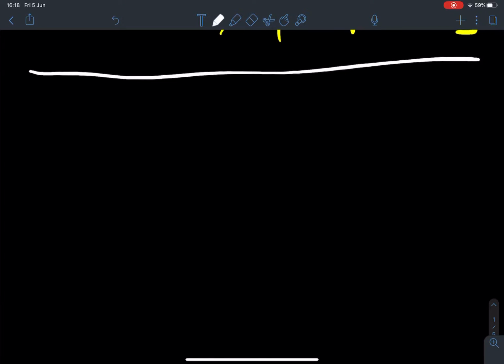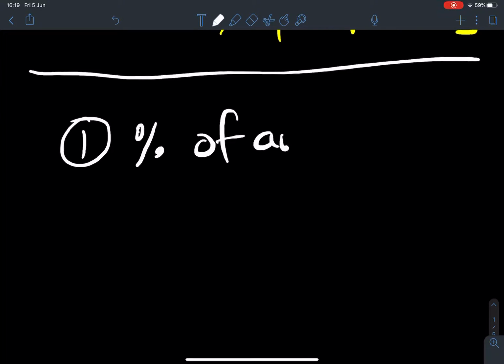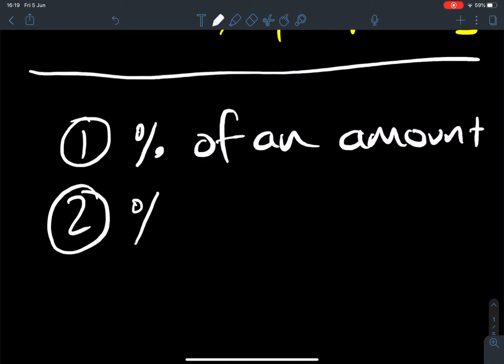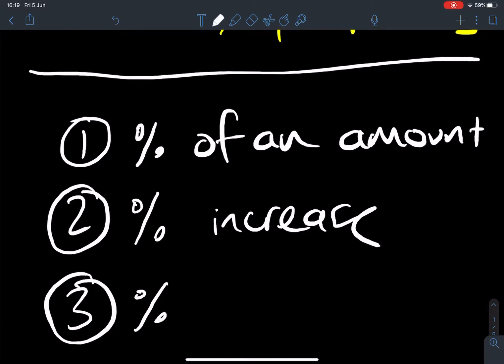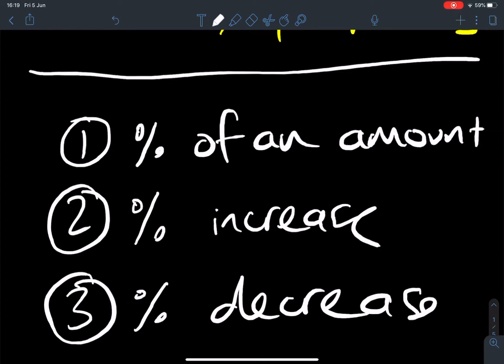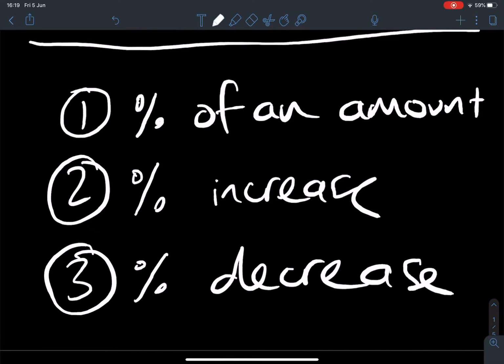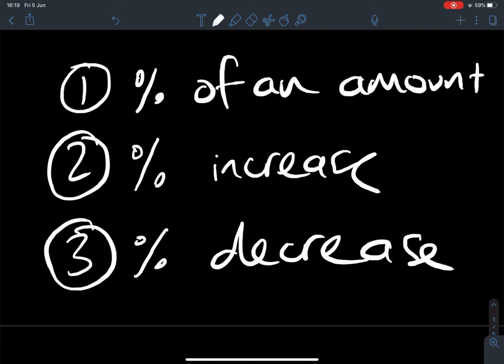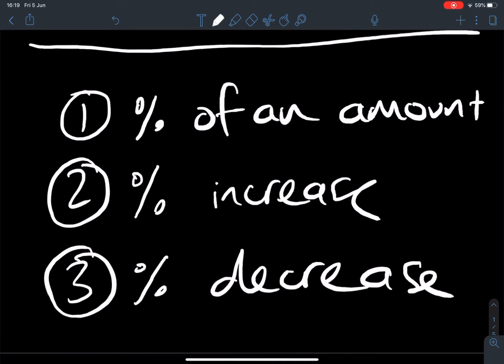So how do we use a multiplier? I'm going to show it to you using three different uses. The first one is working out a percentage of an amount. The second one is working out a percentage increase. And thirdly, a percentage decrease. Now, what we can do is use this interchangeably. As soon as you understand the method, you don't have to only learn percentage of an amount or only a percentage decrease or only a percentage increase. You can actually flip between them all quite fluidly. So that's what we're going to try and practice.